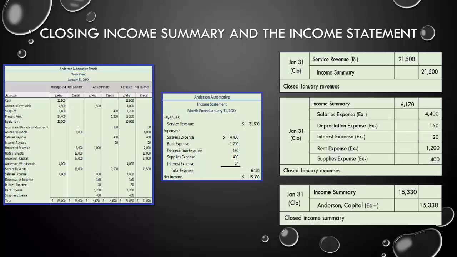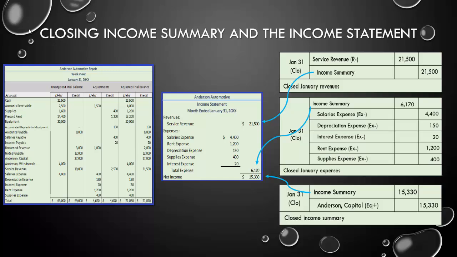In the first entry, we credited income summary for $21,500, and hey, that's equal to our total revenues for the period. In the second entry, we debited income summary for $6,170, and that should always be equal to your total expenses for the period. And then lastly, in the third closing entry, we once again debited income summary for $15,330. And as we see, that is equal to the net income that we're reporting on our income statement. So using this method, that should always be true.